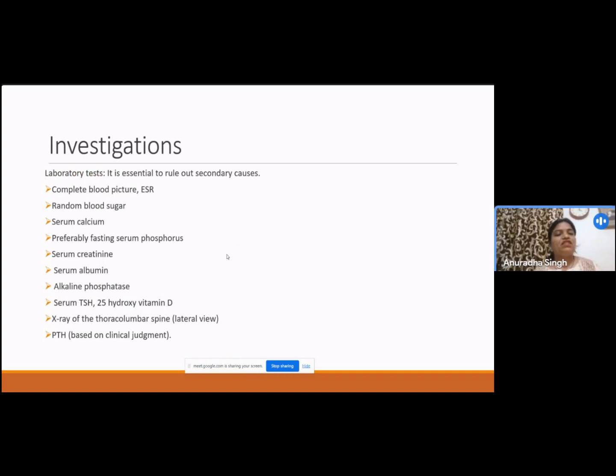Now, when we talk of investigations, it is a battery of tests which are routinely available. It is a CBC and an ESR, a random or a fasting blood sugar, serum calcium, fasting serum phosphorus levels, serum creatinine and albumin, because we need to rule out kidney disorders also before initiating the therapy for osteoporosis, alkaline phosphatase, serum TSH, 25 hydroxy vitamin D levels, X-rays. If we don't have the facility of a DEXA scan, we can at least have an X-ray of the thoracolumbar spine, and parathormone if we suspect these diseases.